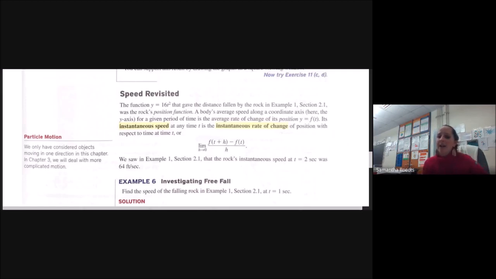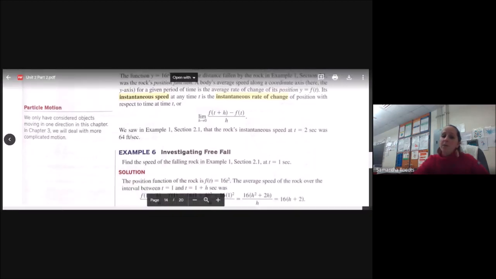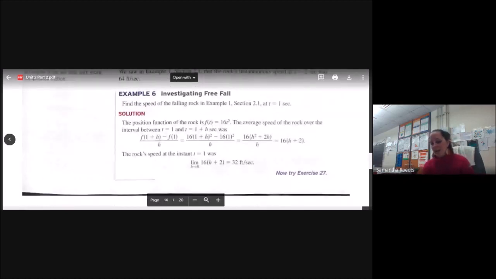Its instantaneous speed at any time t is the instantaneous rate of change of position with respect to time at time t, or the limit as h approaches 0 of f of t plus h minus f of t divided by h. We saw in example 1 that the rock's instantaneous speed at t equals 2 seconds was 64 feet per second. Example number 6, investigating a free fall. I want to find the speed of the falling rock in example 1, section 2.1 at t equals 1 second. The position function of the rock is f of t equals 16t squared.